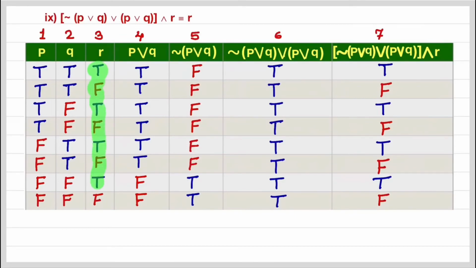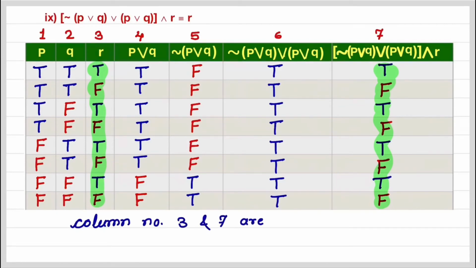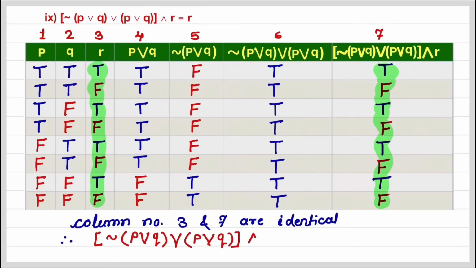Now observe column number 3 and 7. They have identical entries. That means column number 3 and 7 are identical. Therefore, negation of P or Q, or P or Q and R, is equivalent to R.